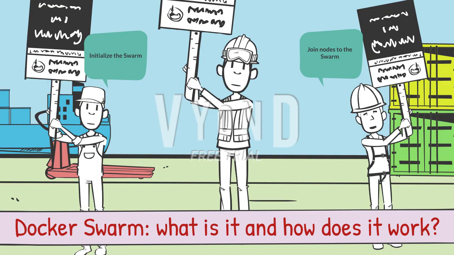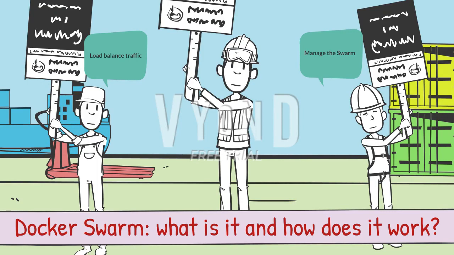2. Join nodes to the swarm. Other Docker nodes can join the swarm by running a command and providing a token generated by the swarm manager. 3. Deploy services. Developers can define their applications as Docker services, which consist of one or more containers running the same image. Services can be scaled up or down to meet demand. 4. Manage the swarm. Docker Swarm provides tools for managing the cluster, including rolling updates, scaling services up or down, and managing secrets and configurations.